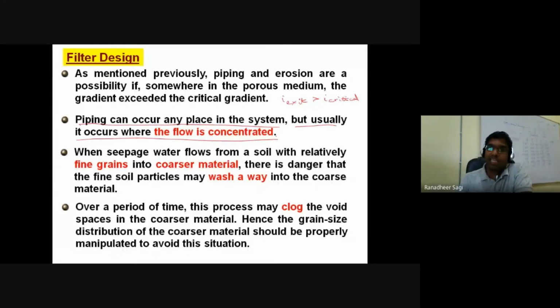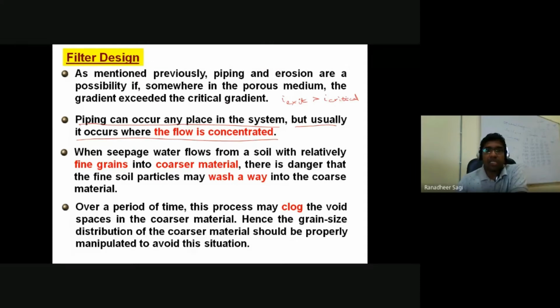So in such a case where the velocity with which the flow is taking place through the soil is more, we say the flow is more concentrated in that region. So in that region where flow is said to be more concentrated, you have possibilities of having piping getting initiated through that soil strata or in that particular flow path.